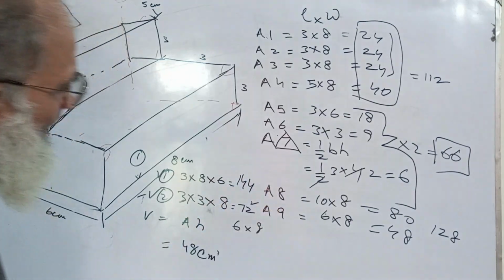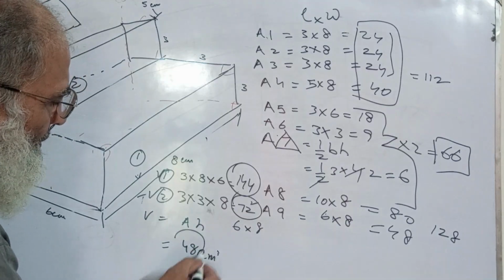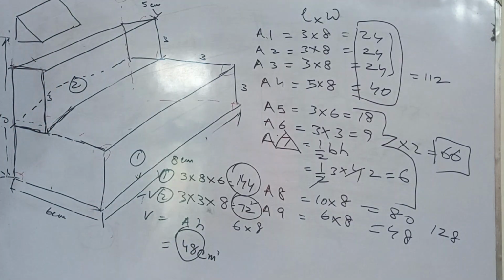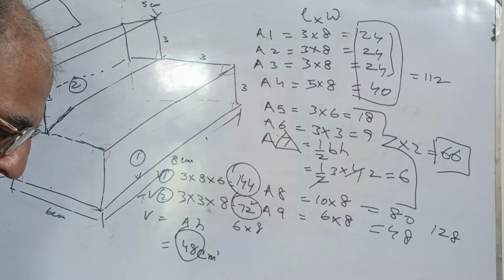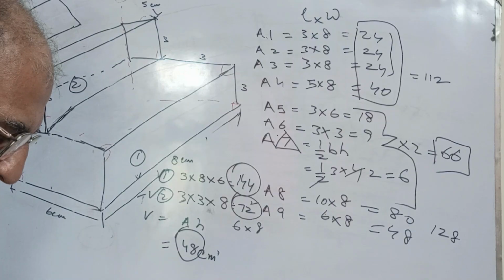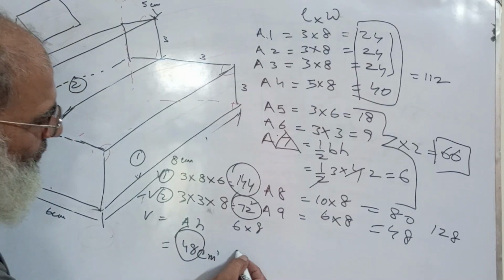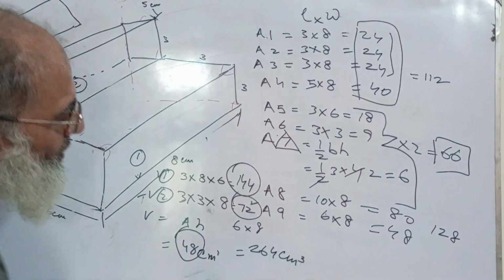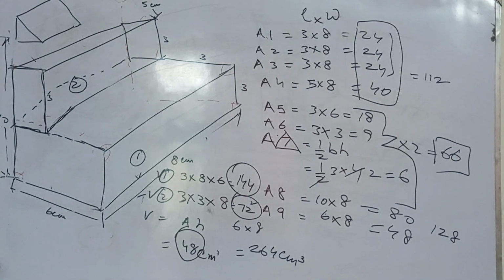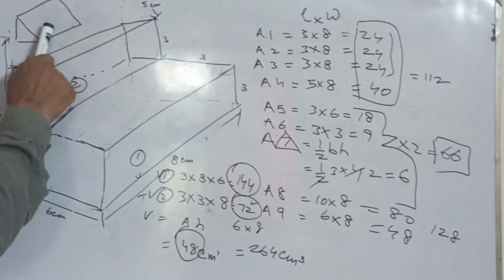So there are 3 answers: 1, 2, 3. Just add them up. Add all of them. That is 72, and that is 48. 264 centimeter cube is the answer. Now this is the volume of this figure, the volume of the figure including this one.